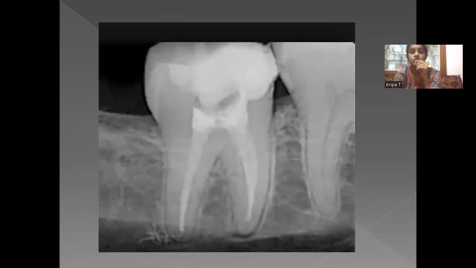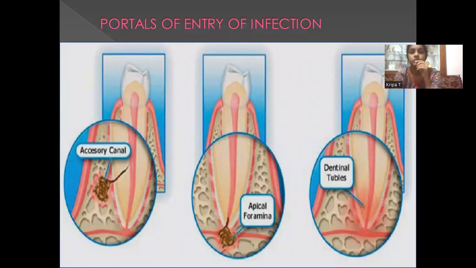So this is an RC treated tooth, but you can see that the periapex is inflamed. So we should know the details of the periapex. What is it? What is the importance of it? First of all, you should know the portals of entry of infection. That means if the pulp is infected, how does it affect the periradicular tissues? There are many portals of communication. These are accessory canals, apical foramina, and dentinal tubules.